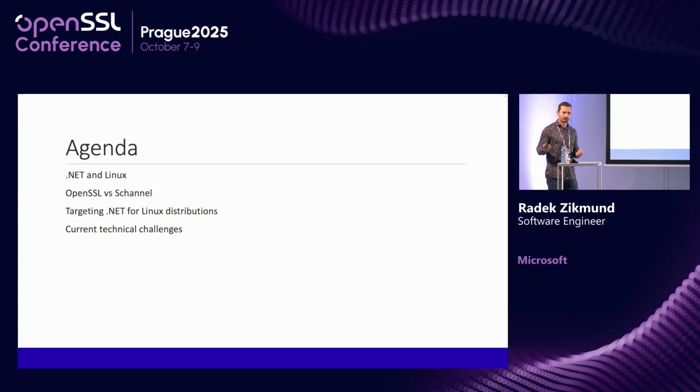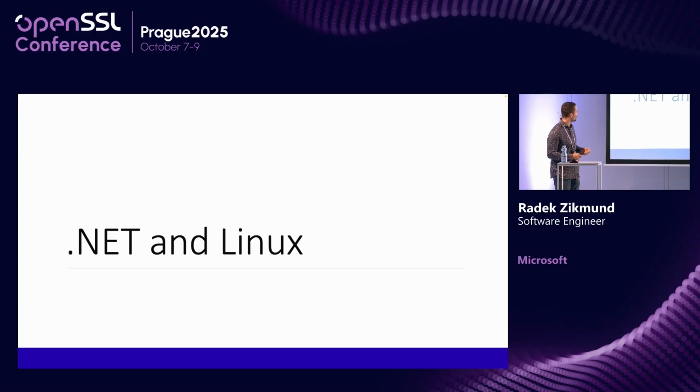Schannel on Windows, OpenSSL on Linux. I will also talk about how we target .NET, how we compile .NET so that it works on multiple Linux distributions with all the various OpenSSL versions which you can find in the wild. And I will also introduce you to some current challenges that we are facing with this integration, and which we will be attempting to solve in the next couple of releases.